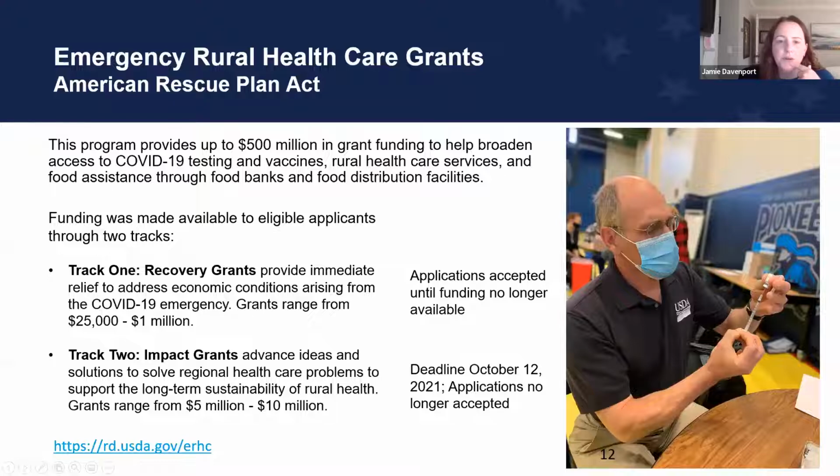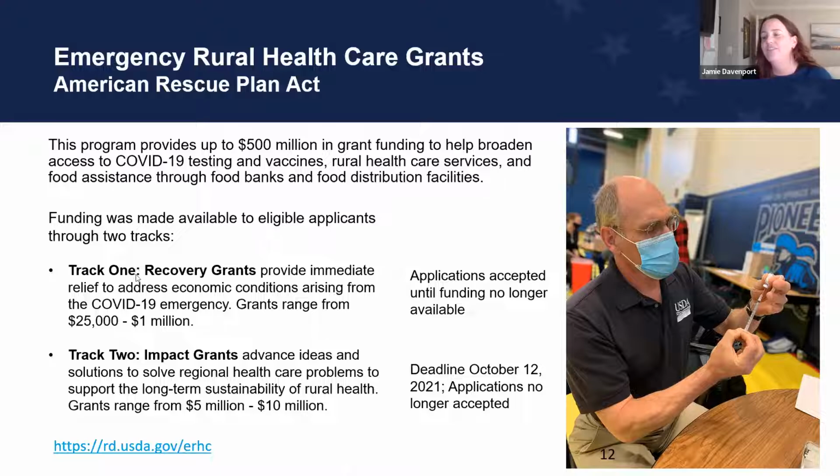And then I also wanted to touch on the Emergency Rural Healthcare Program. This is a new program. It was part of the American Rescue Plan Act that was signed last year to provide COVID relief. And this program provides grant funding to support access to COVID vaccines, COVID testing, increase access to healthcare services, as well as food assistance in rural communities. Normally we get $30 million in grant funding. This gave us $500 million. So this is just a huge increase for us. Most of my time the last year has been spent on this program.